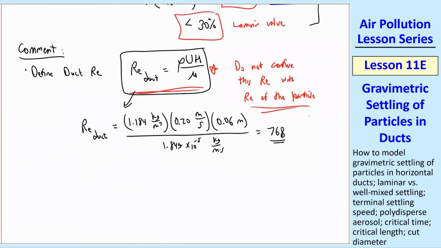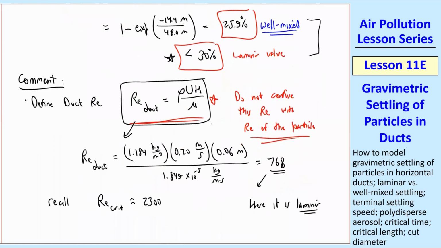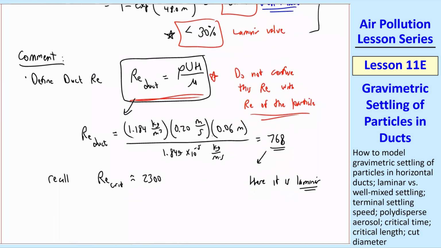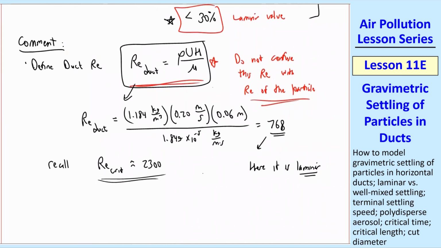Why do I calculate that? Well, you recall from your fluids class that for ducts and pipes, remember that number 2300. If the Reynolds number is greater than about 2300, it's considered turbulent. If it's less than that, it's usually laminar. So here it is laminar. So our 30% value is probably more close to real life than the well-mixed case is of 25.9. So that's how you figure out whether it even has a chance of being well-mixed, whether it remains laminar.